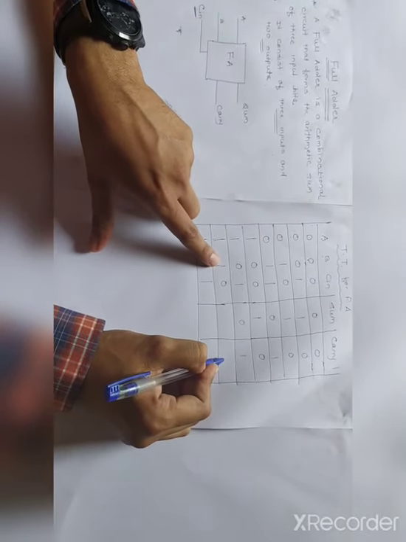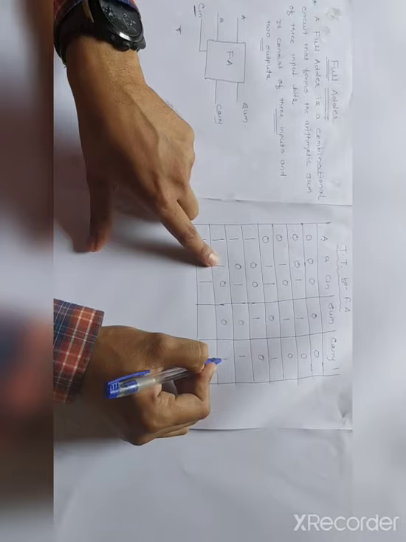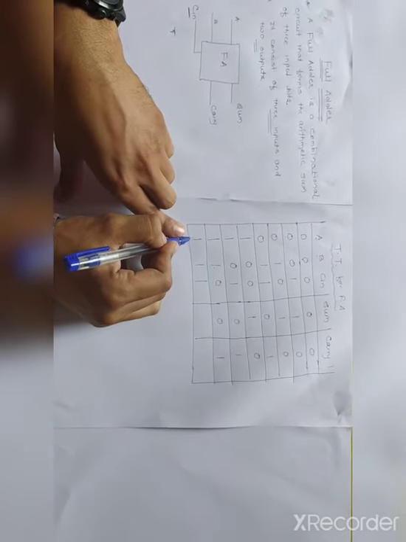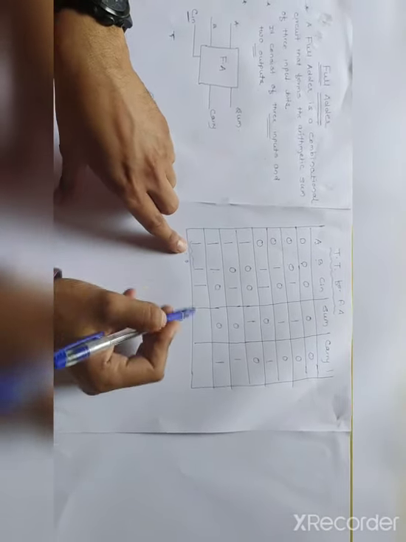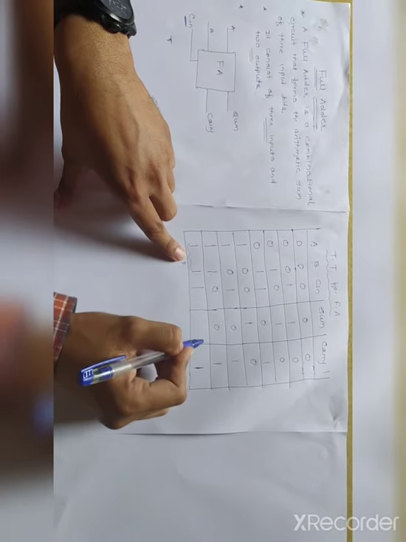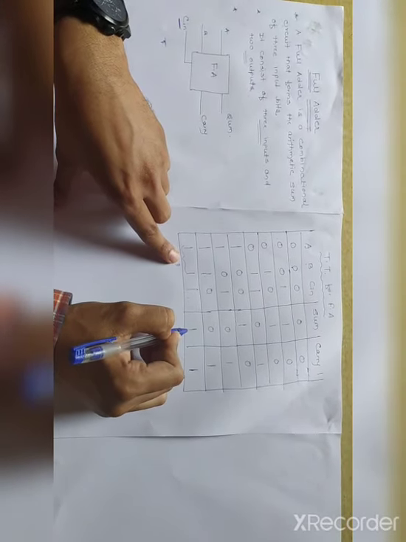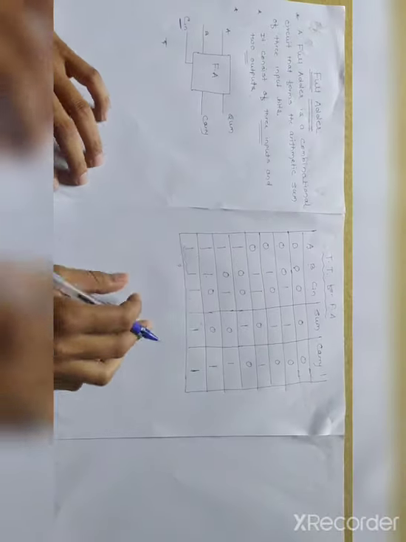And then 1 plus 1 plus 1: 1 plus 1 is 0, carry is 1, and then 0 plus 1 is 1. So this is my simple truth table for the full adder.